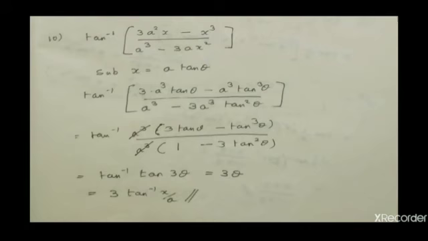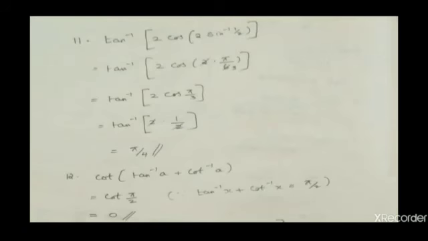Now let us take the next question. So here also we have a. So let us substitute x as a tan theta. When you substitute x as a tan theta, this expression will get reduced to the tan 3 theta formula. So it becomes tan inverse tan 3 theta. So the answer is 3 theta, and replace theta.